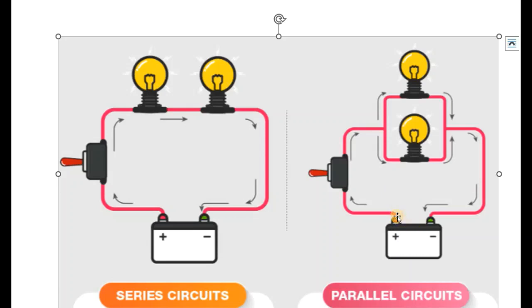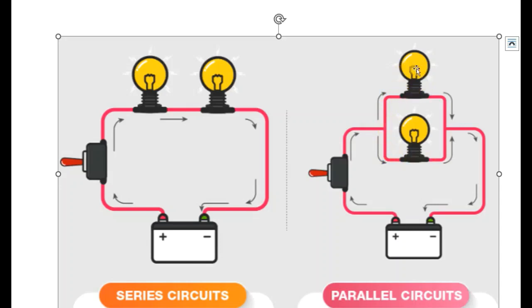So the current again starts at the positive terminal. It flows through the electrical wires, through the switch here. Then when it comes here you can see there's like a crossroad. Now some of the current, or a portion of the current, will move through the top branch, and the remainder of the current will move through the bottom branch.